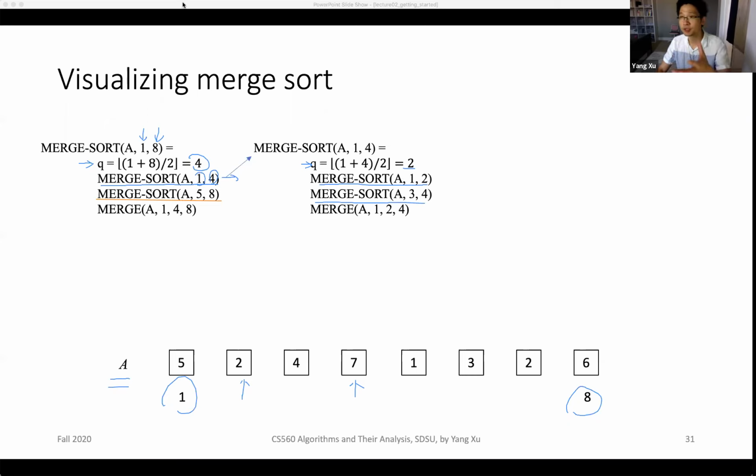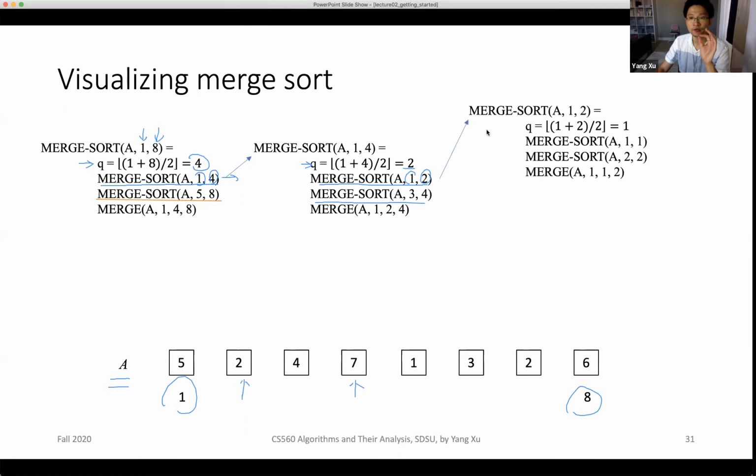Okay, you may notice that we are not done yet. Calling merge sort on 1 and 2, this is still not the smallest problem yet. There are 2 elements in the array. So it will further divide the problem by computing another midpoint, which is 1, and make another 2 recursive calls: merge sort on A[1..1], and another recursive call on A[2..2].